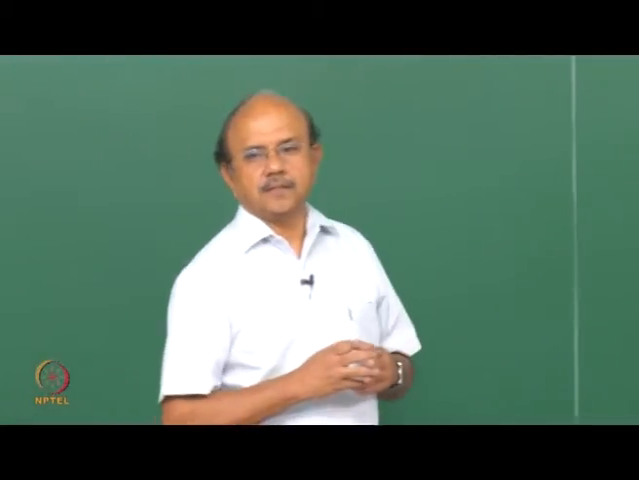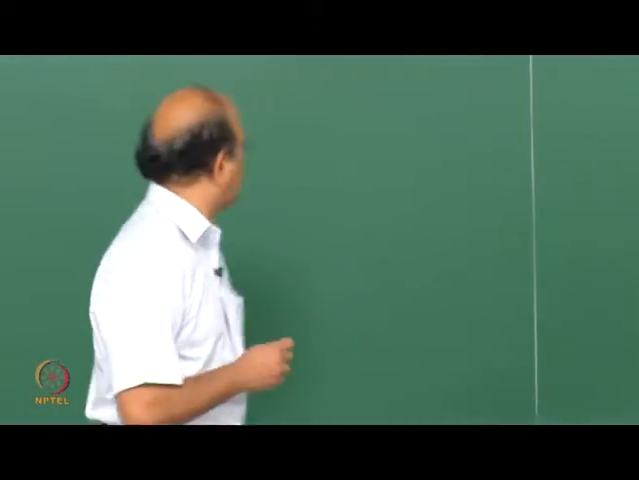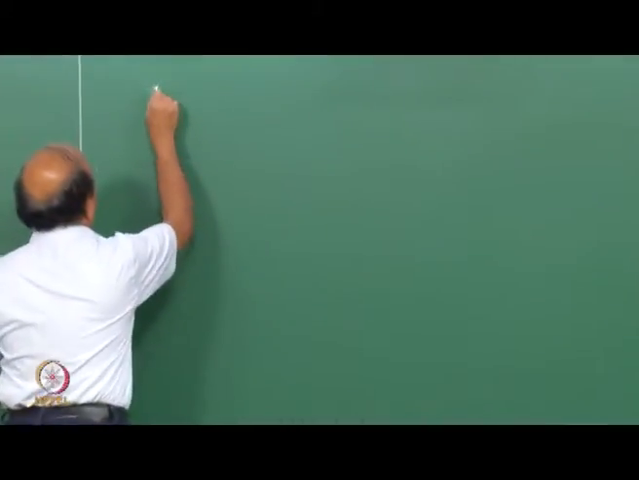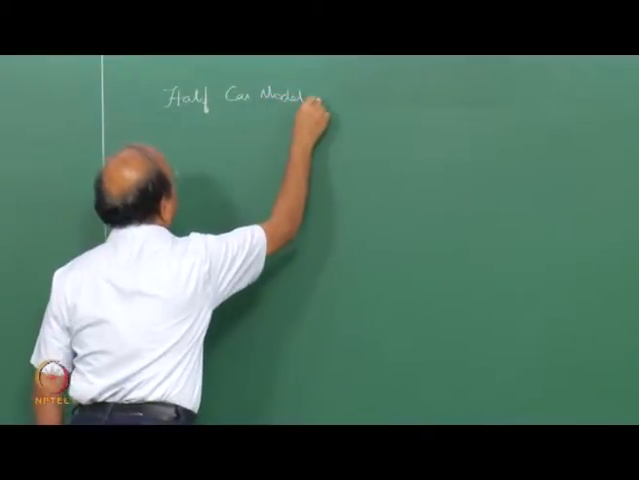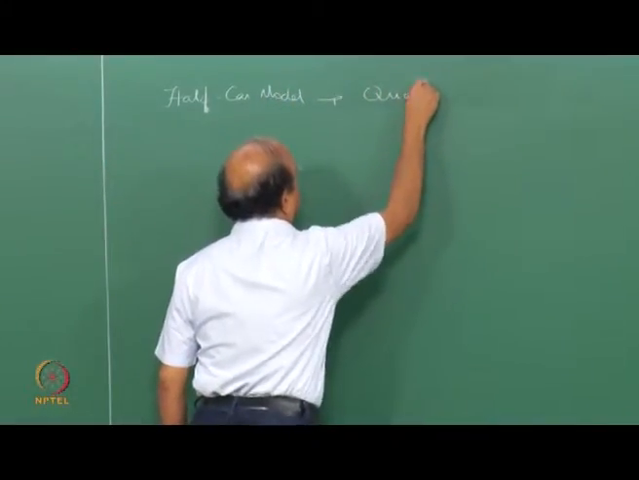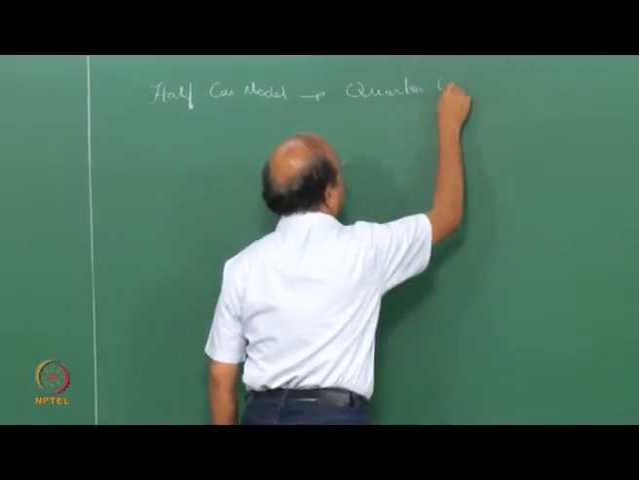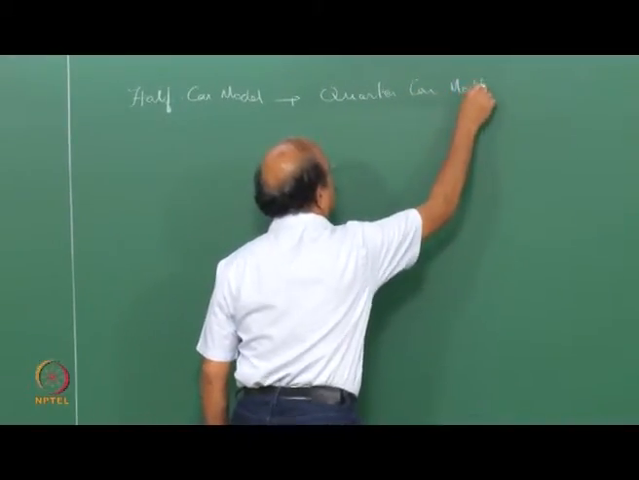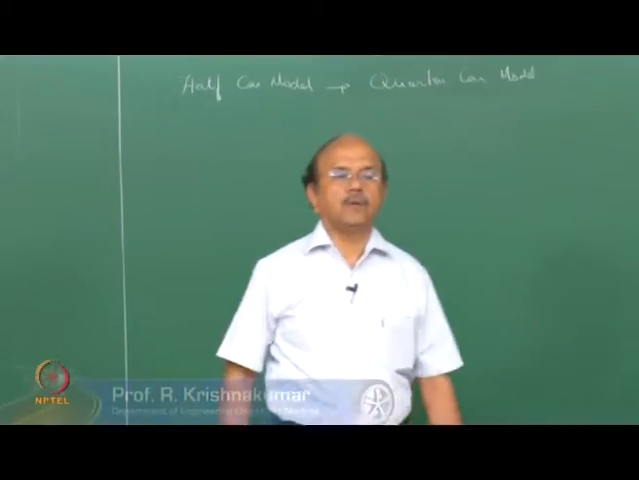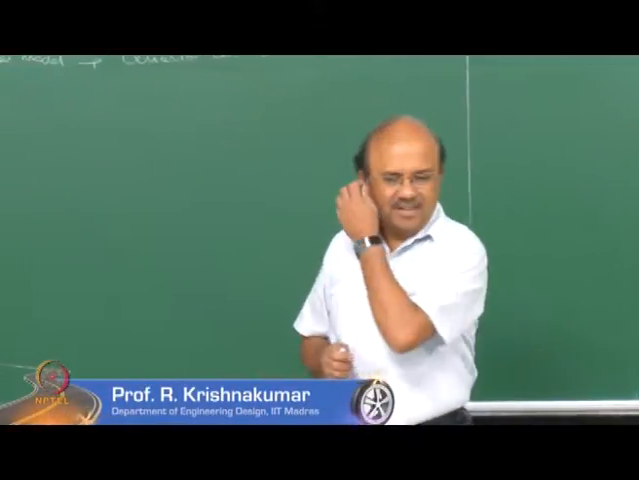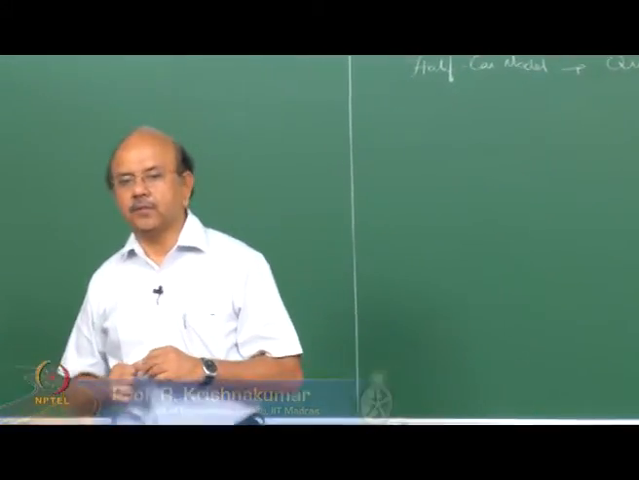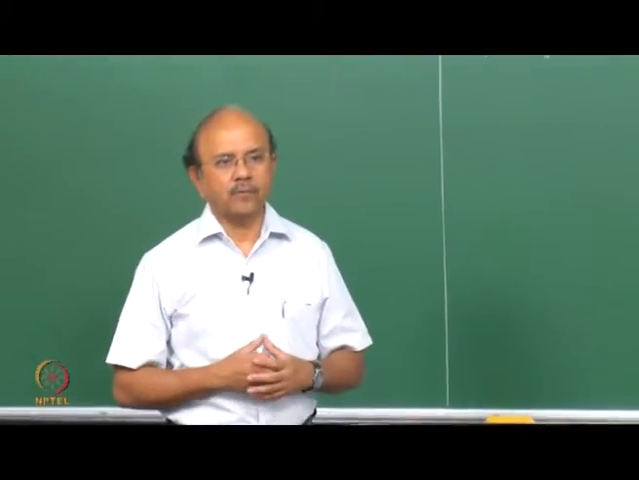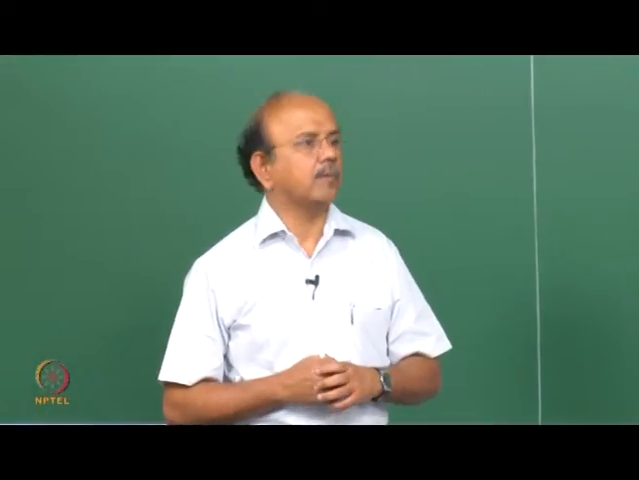In the last class, we were looking at what is called the half-car model. And then we reduced it to what is called the quarter-car model. Now, let's understand this. There have been a lot of equations on it. Let's understand what we are trying to do now with the quarter car model.